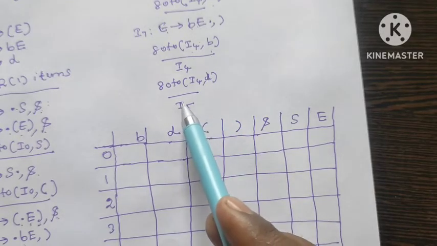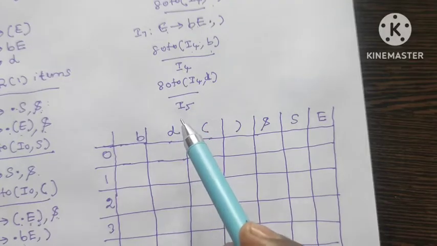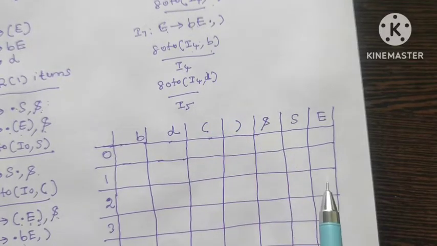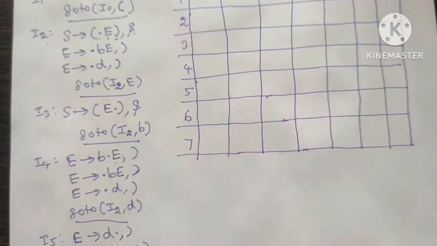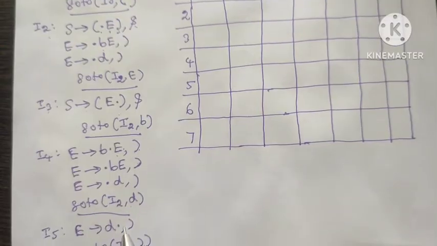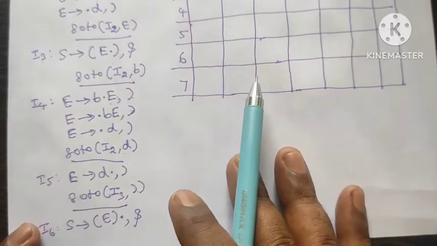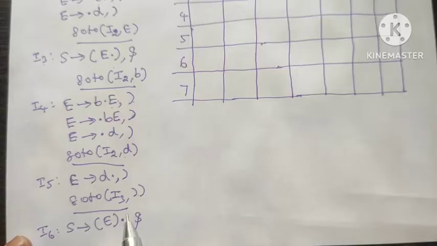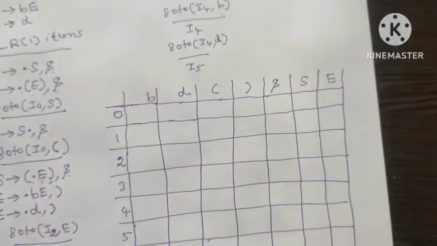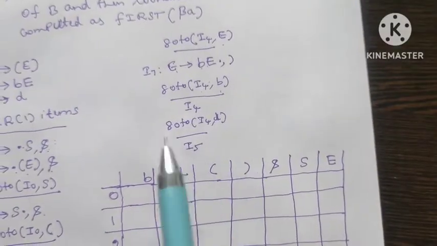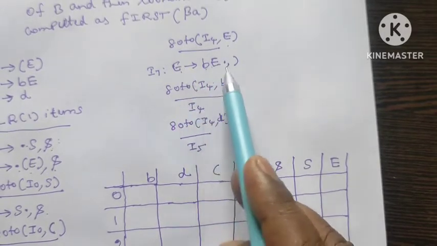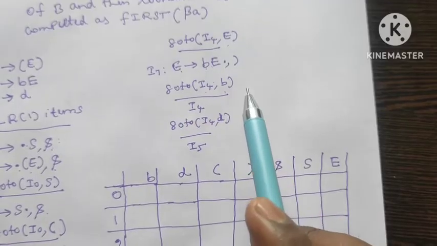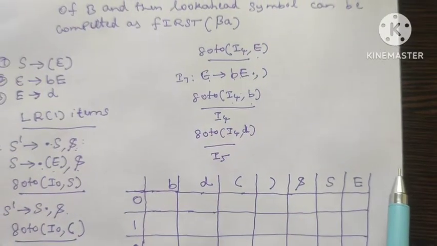4 comma D produces I5. Okay, so that's it. Now when we come to I5, I4 has been completely processed. I5, no need to process this because the dot is at the end. And when we come to I6, no need to process this because the dot is at the end. Similarly, for I7 the case is similar. The dot is at the end, so we can skip it. Now we have found all the canonical LR items.